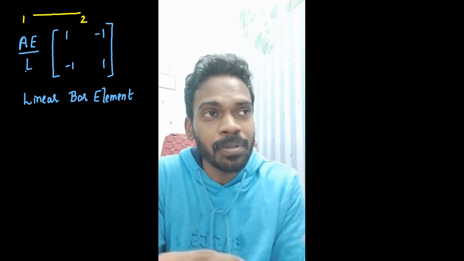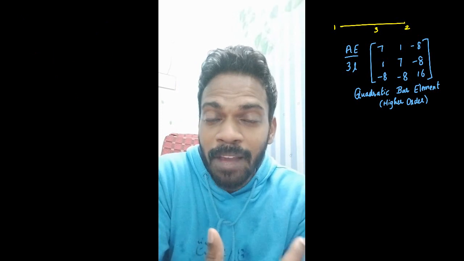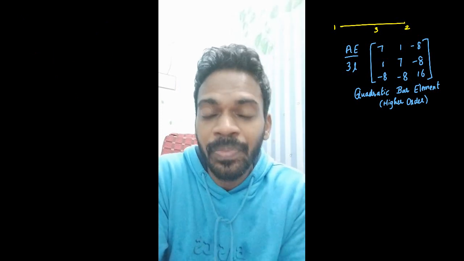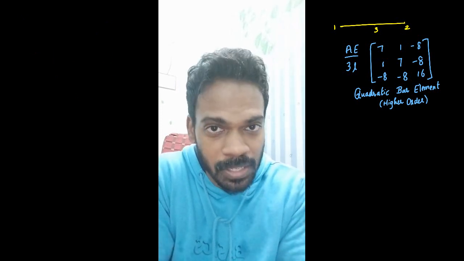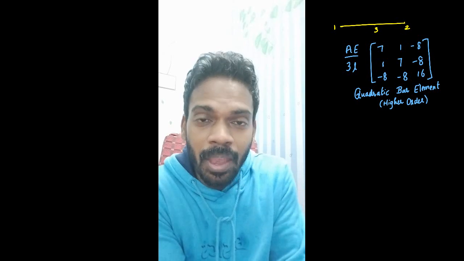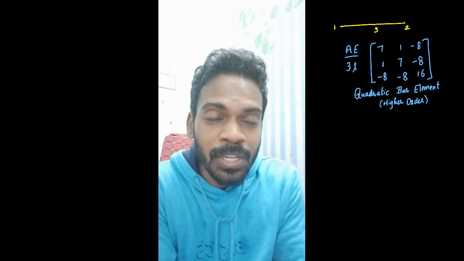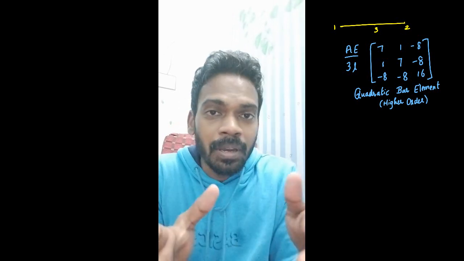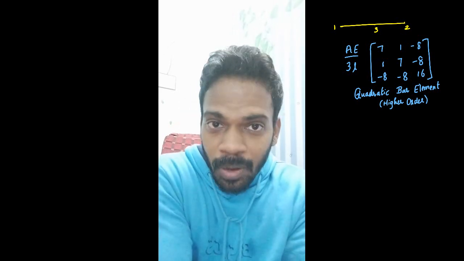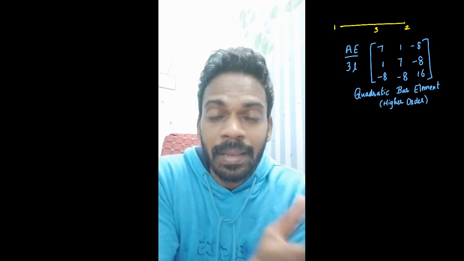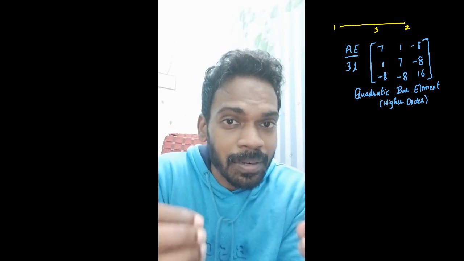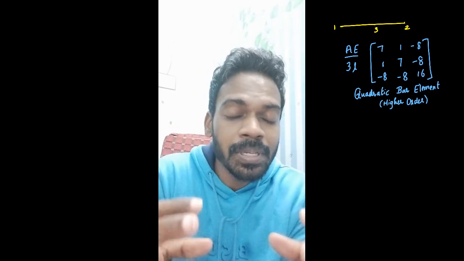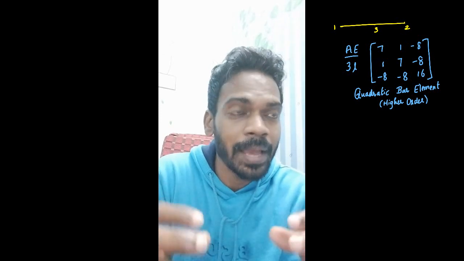On the other hand, if you're using a quadratic bar element, then you have to use a translation A0 plus A1x plus A2x square, which means you are increasing the order of the translation. Which means you are actually gravitating towards a polynomial equation rather than a linear equation, thereby increasing the accuracy by using a fewer number of elements.